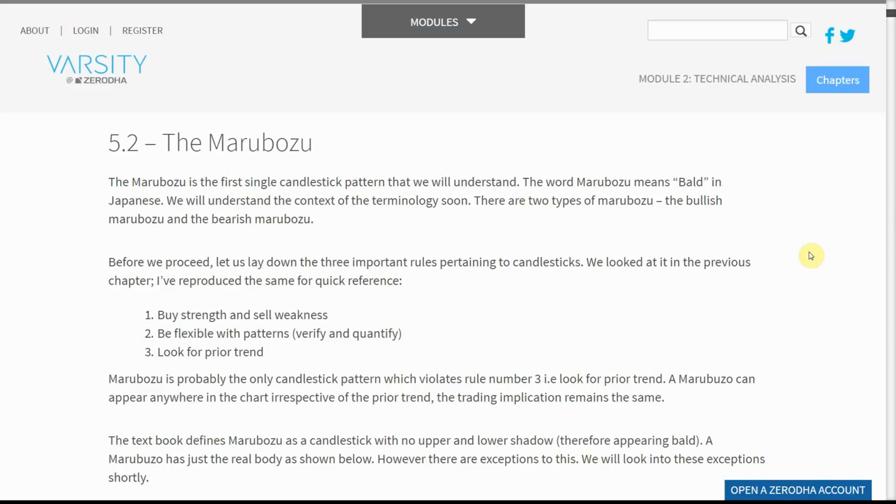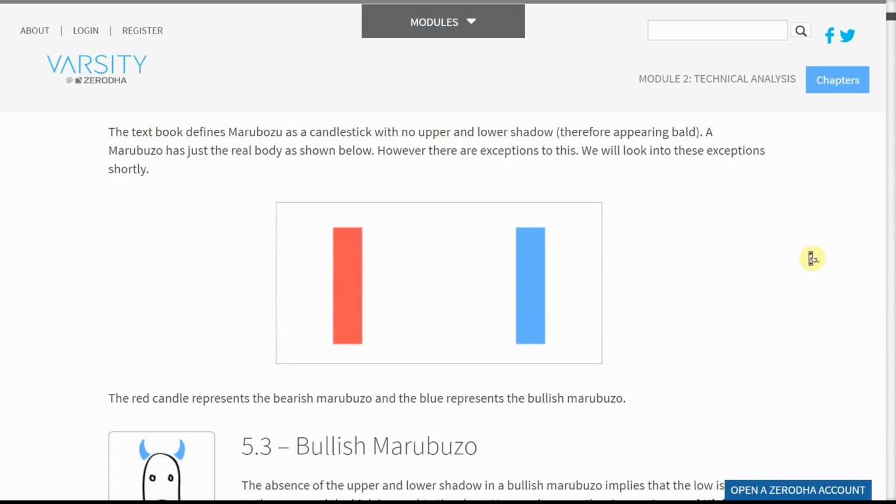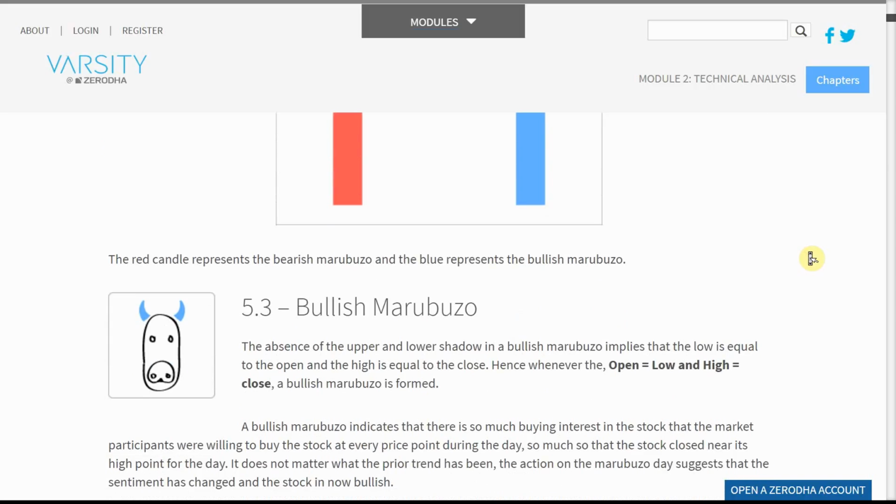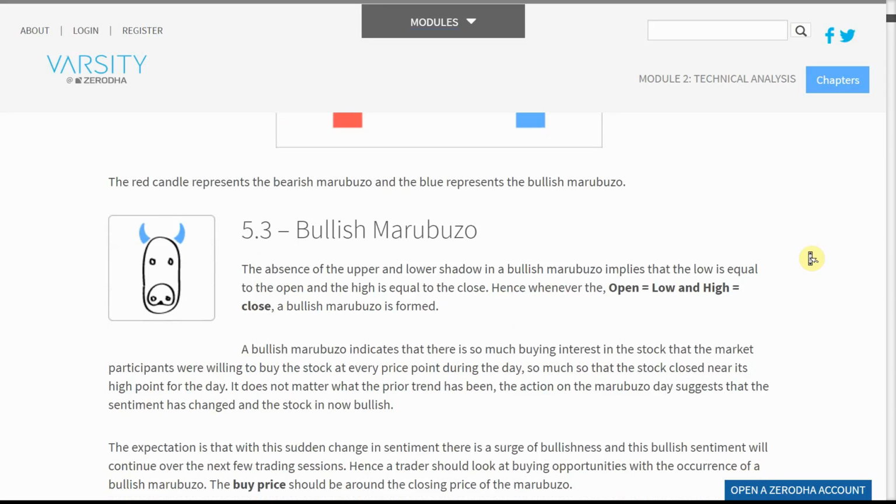The textbook defines Marui BOSU as a candlestick with no upper and lower shadow, therefore appearing bald. A Marui BOSU has just the real body as shown below. However, there are exceptions to this. We will look into these exceptions shortly. The red candle represents the bearish Marui BOSU and the blue represents the bullish Marui BOSU.